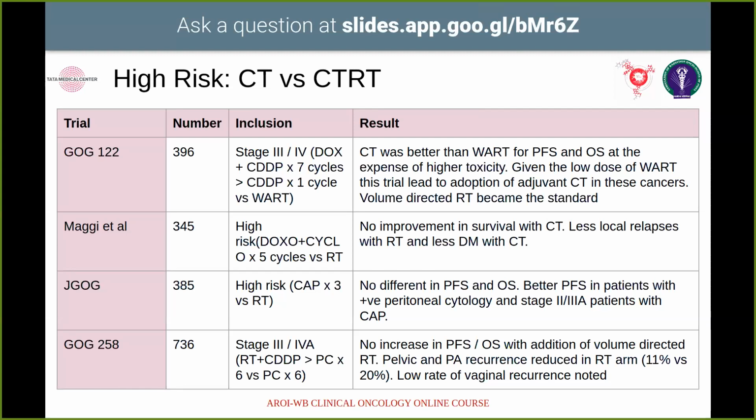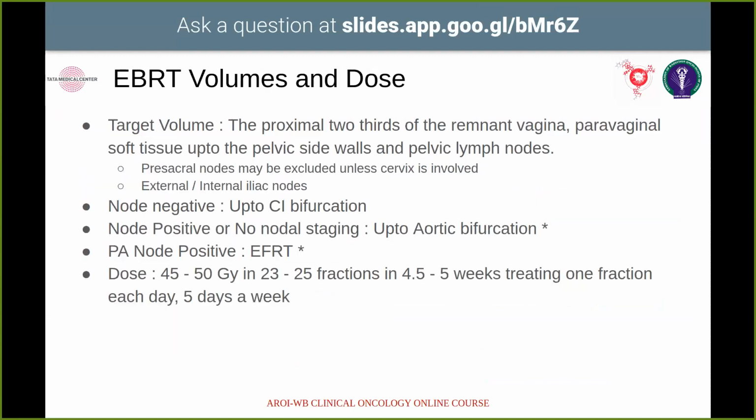Okay, thank you. So the important finding from these studies is that when you give chemotherapy along with chemoradiotherapy, you tend to have an improvement in the distant metastases, but none of these studies have so far demonstrated an improvement in the overall survival. Because radiation is associated with better locoregional control, it is still considered an important part of the therapy.